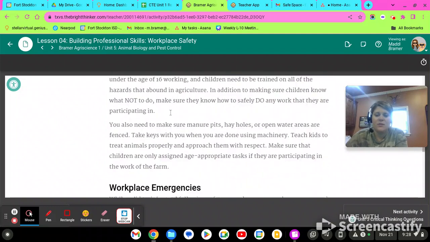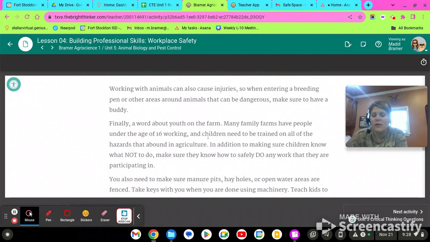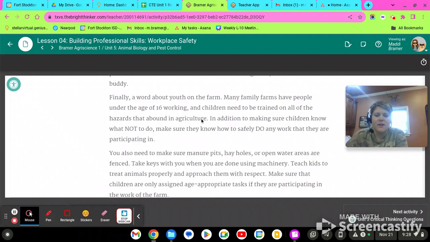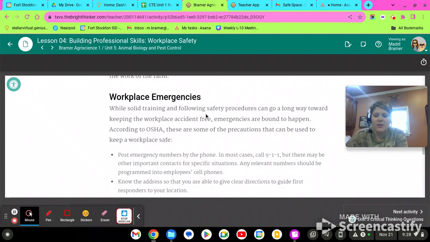Working with animals also causes injuries. You may know the animal very well, but you never know exactly what they're going to do, especially when an animal has a baby. They change. They become very protective of that baby. So you really need to be on your A game.